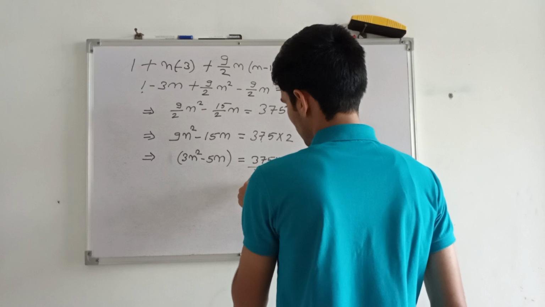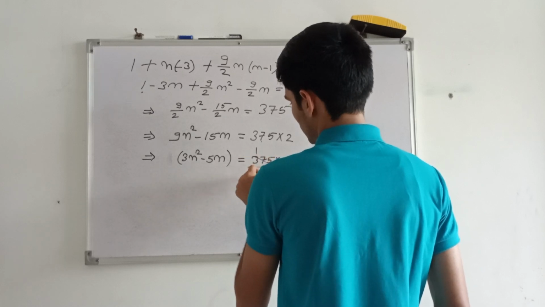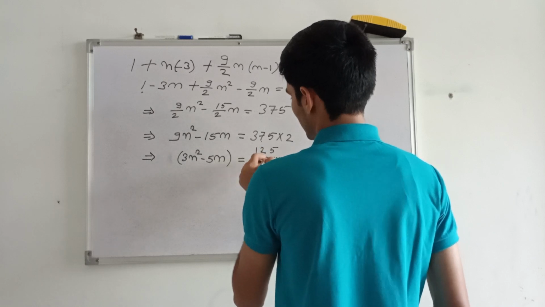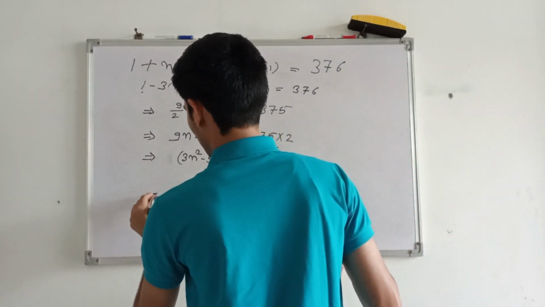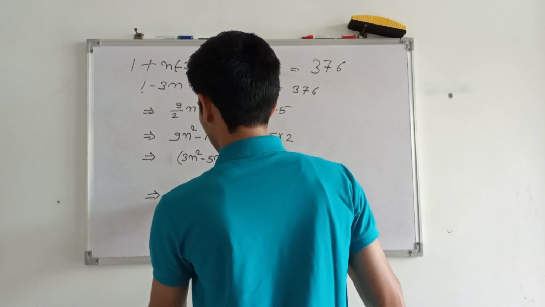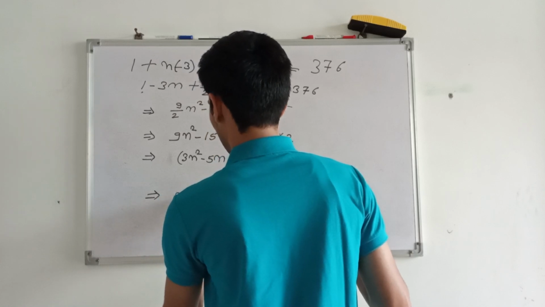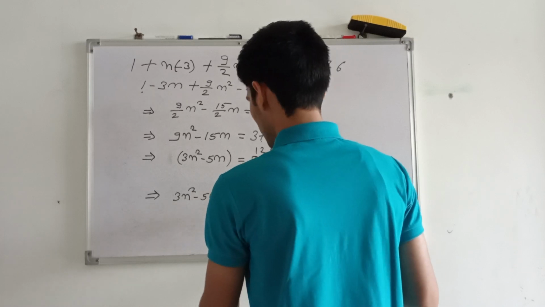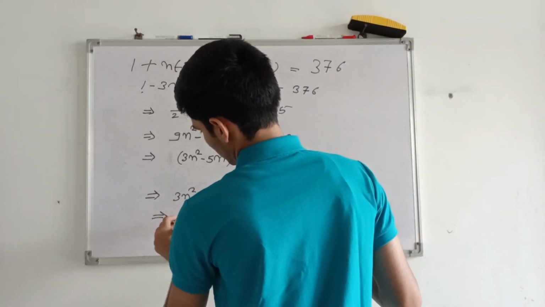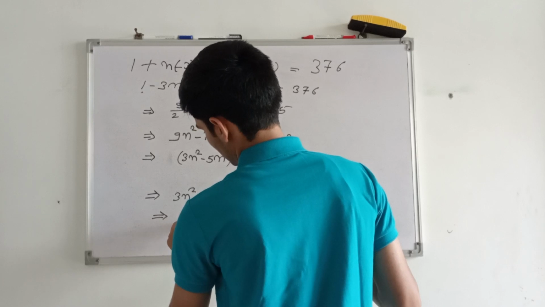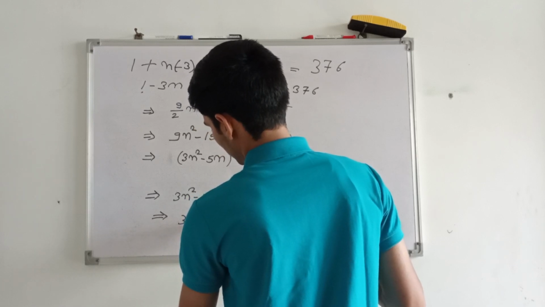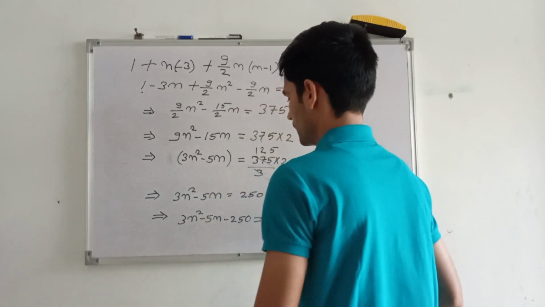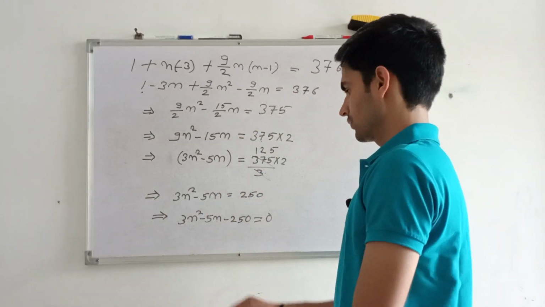What is this? 3 twos are 6, 1 will be left, 3 fives are 15. So we will be left with 3n square minus 5n is equal to 250. Bringing it to this side, we get 3n square minus 5n minus 250 equal to 0. So this is a quadratic equation. It will have two solutions.